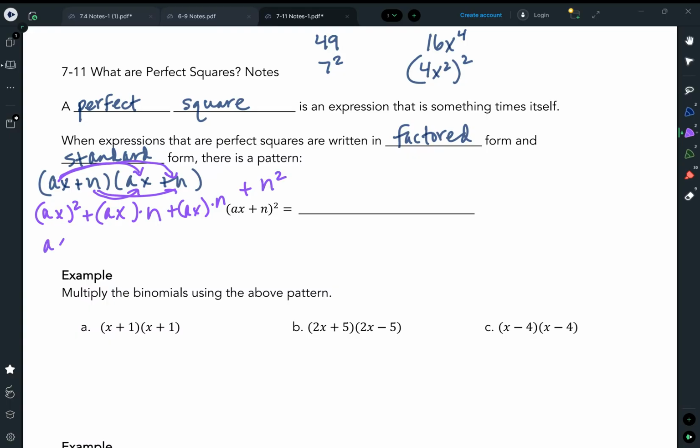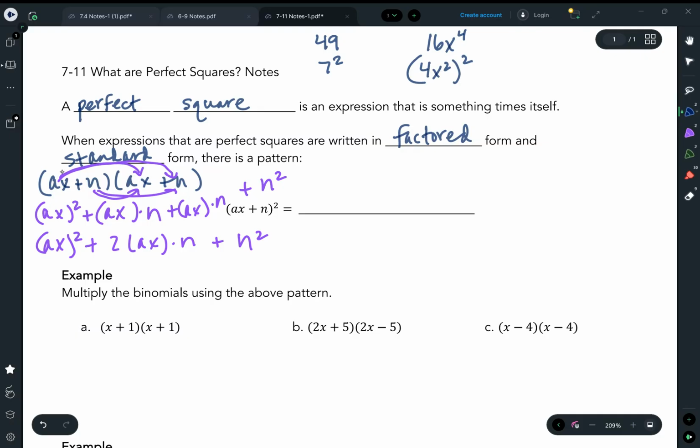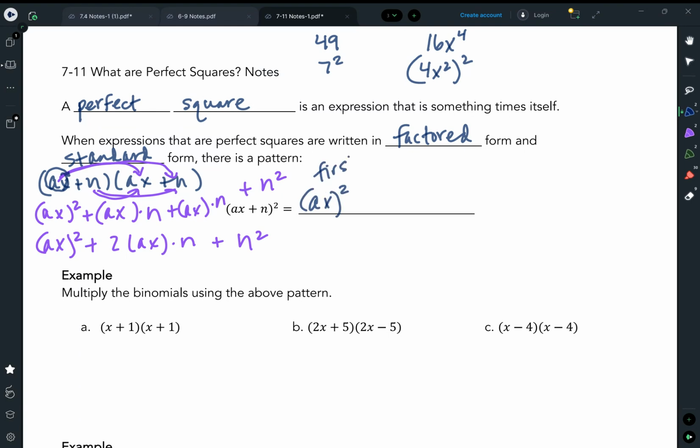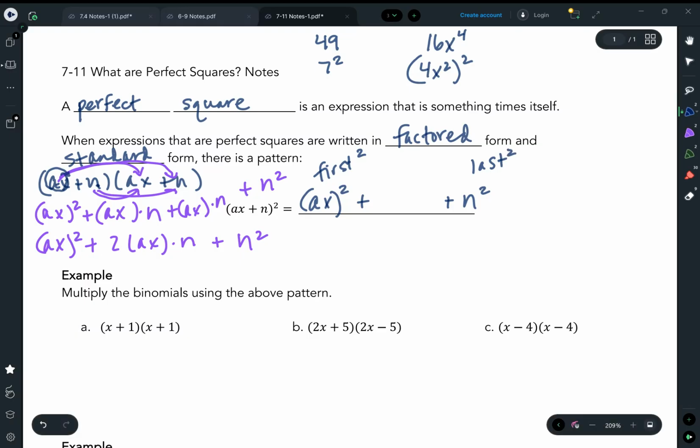So my first term is that ax squared. My middle term, I have 2 of the ax's times n's. And my last term is n squared. I like to think of ax as the first term in my binomial, and I have that ax squared. So I like to think of it as taking my first term and squaring it. The n squared is really like taking my last term, since the last term in each of those binomials is n, and squaring it.